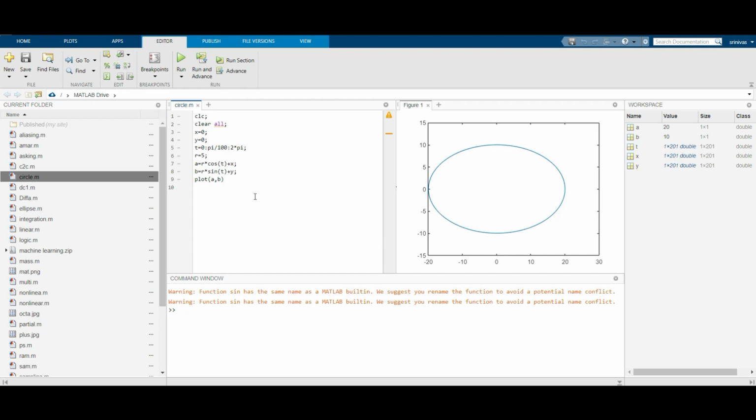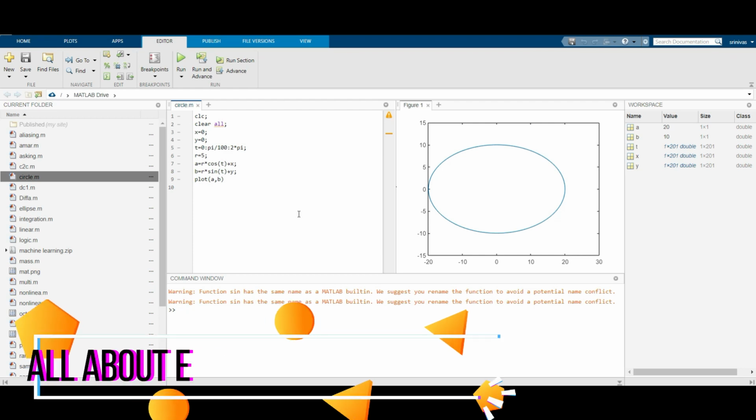What is the circle equation? a square plus b square equals 1. When you square the terms, the values of x and y should be 0, because I have taken the center as 0, 0. So taking a equals r cos theta and b equals r sin theta, when you square the terms, a square plus b square equals r square cos square theta plus r square sin square theta. Taking r square as common, you get a square plus b square equals r square into sin square theta plus cos square theta. According to the trigonometric identity, sin square theta plus cos square theta equals 1. From that, a square plus b square equals r square.